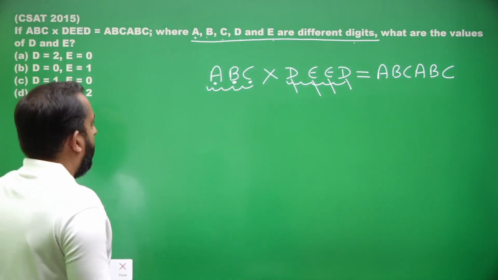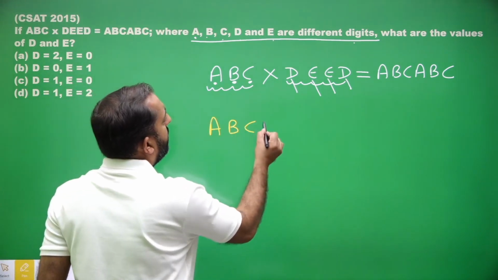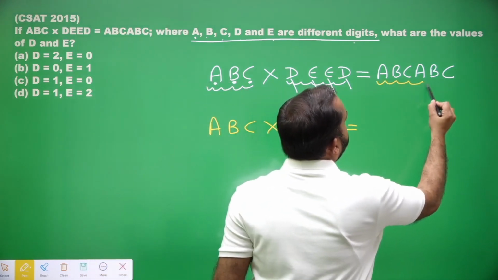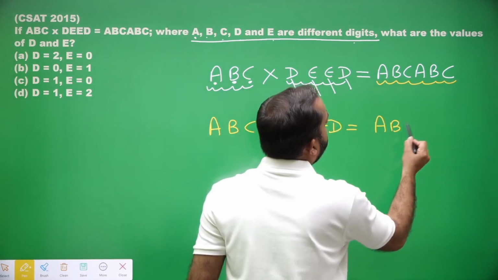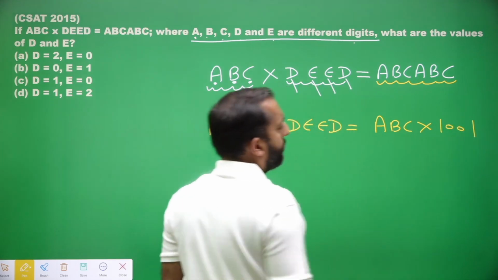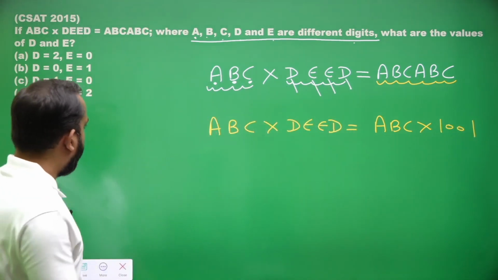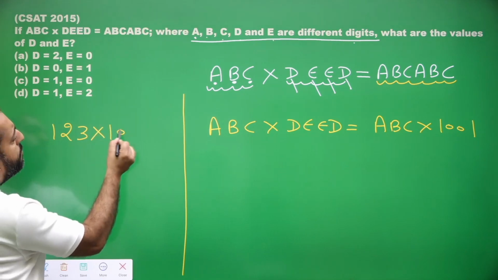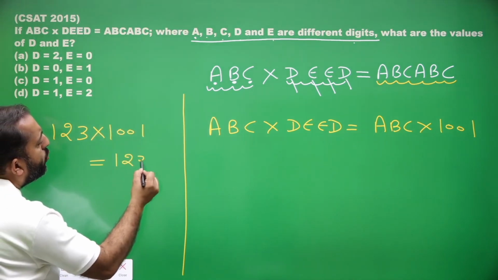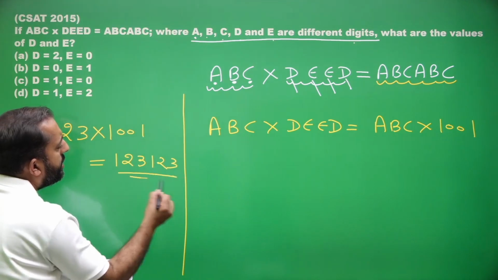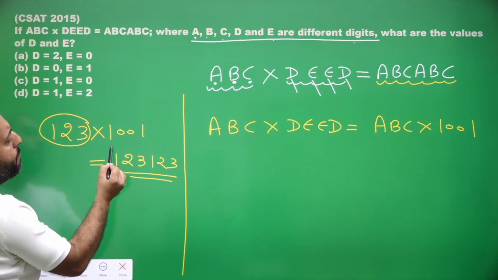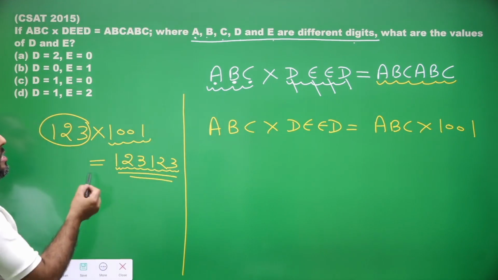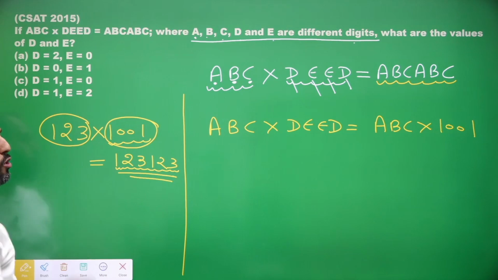Now, ABC into D double E D can be written as ABC into 1001. Suppose you multiply any three-digit number with 1001, your answer is going to be like 123123. ABC multiplied with 1001 gives ABC ABC. This is the property associated with 1001.